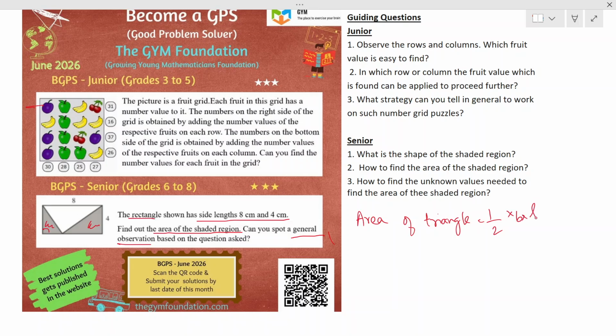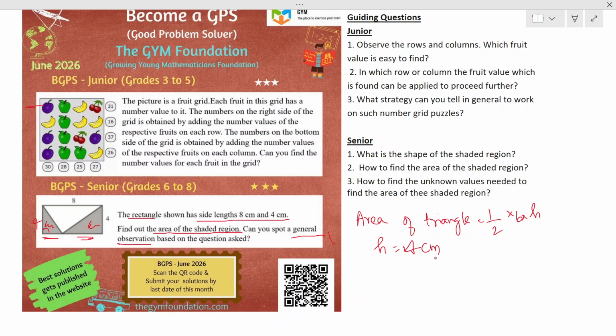So then comes the question of how to find the area. We have written the formula. How do we find the unknown values needed to find the area of the shaded region? If you see here, you don't know the base, but you know the height. Height is 4. Here again on the right hand side, you don't know the base, but you know the height. So when you know the height and don't know the base, what can you do? How to find the unknown?